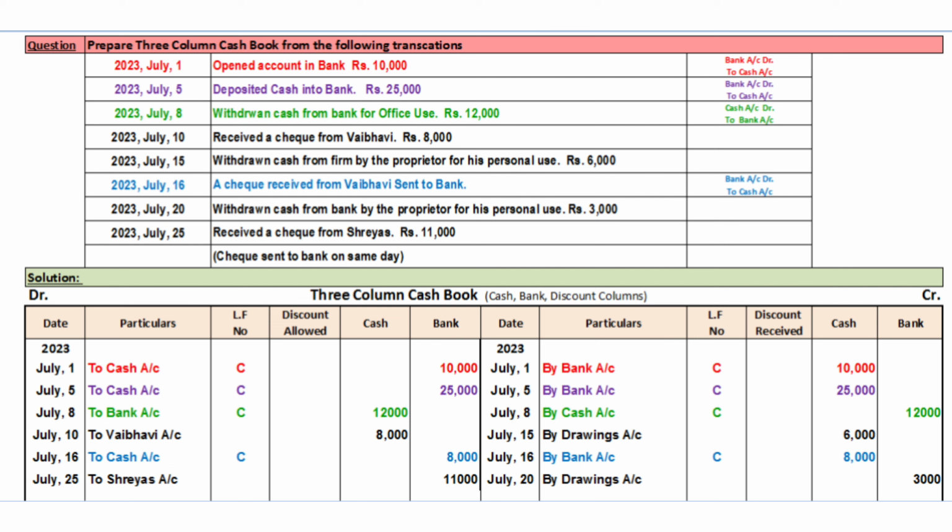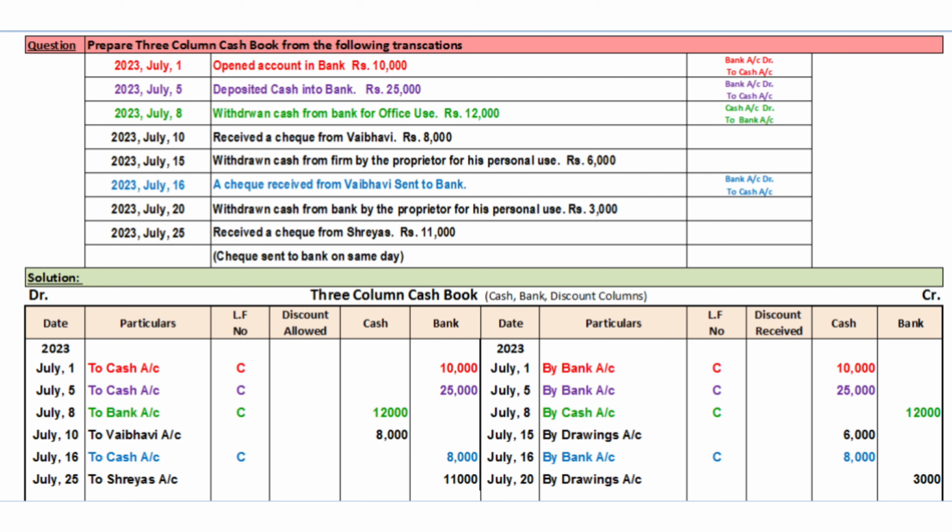From the journal entry, bank account is on the first side, now transfer to the second side. In the same manner, cash account is on the second side, now transfer to the first side. In other words, the debit side item goes to the credit side in the 3-column cash book. The credit side item in the journal comes to the first side in the 3-column cash book. So if you observe the answer, 2023 July 1st, red color item, to cash and by bank. So this is the contra entry of the first transaction.